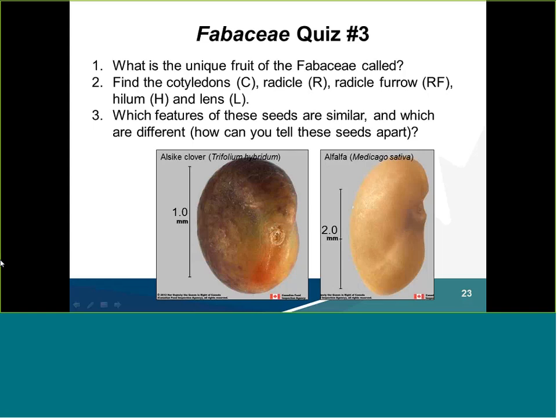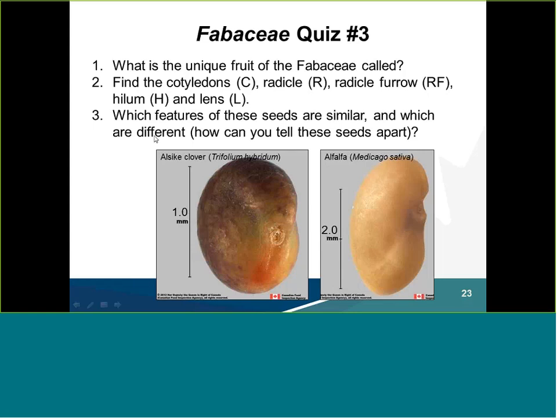And the hint of what you look at is up here. Take a look at the shape and at the size of the seed. Take a look at the cotyledons, they're going to be there, but they're going to be different. They're going to show a different shape to the seed. So take a look at the shape.